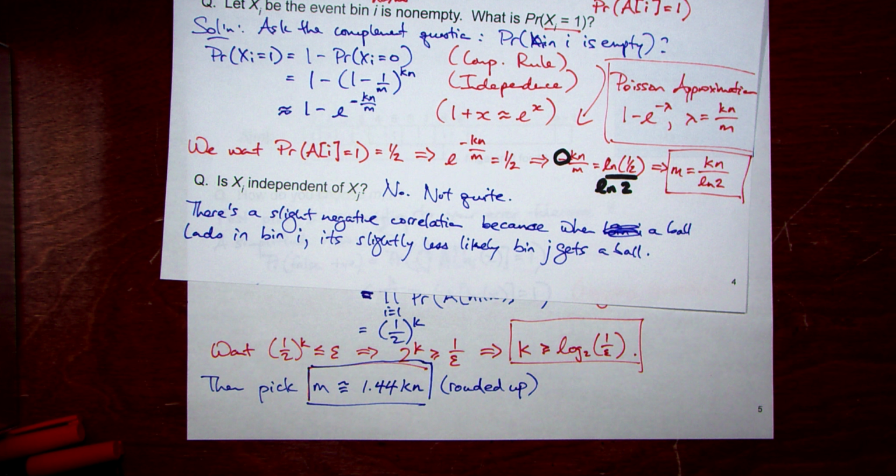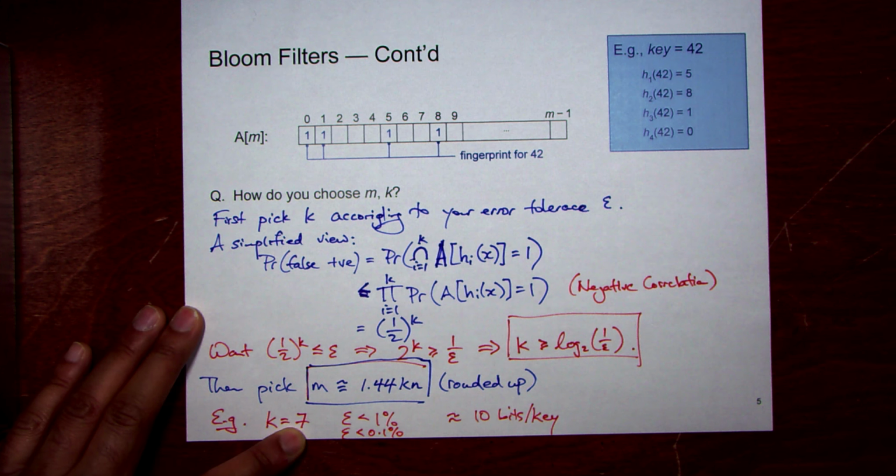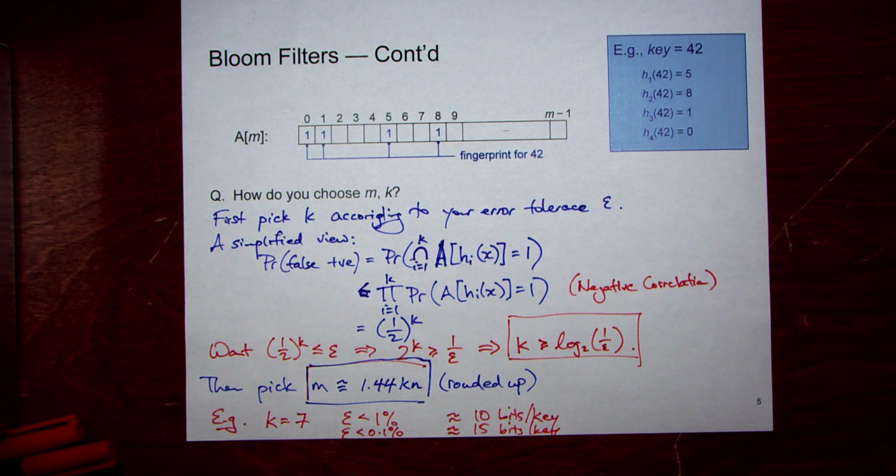To give you some examples of how small things can get, k is equal to 7, which we did earlier. Epsilon is less than 1%, which we saw earlier, and this gives us around 10 bits per key. If it's a 32-bits-per-key sort of thing, it'll cut it by about a third. And strings, of course, will get cut even more. If you wanted 0.1%, this would be around 15 bits per key. So 1 in 1,000 for a false positive. In the short term, it ends up being a trade-off of about a factor of 10 in error for another 5 bits. That's the space-error trade-off.